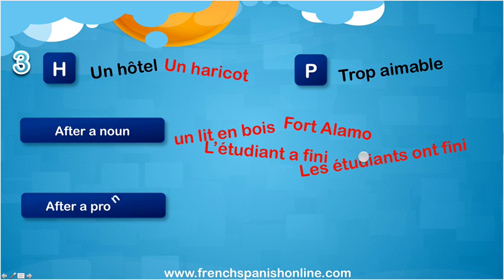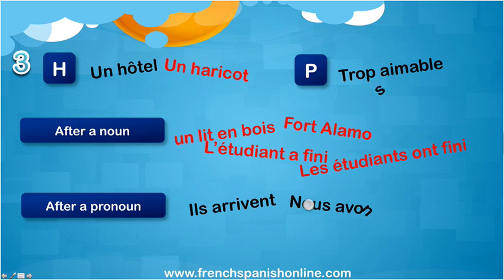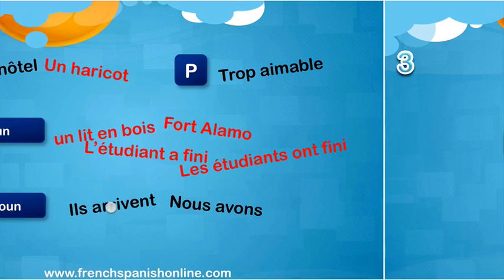This rule doesn't work with a pronoun. When you have a pronoun, you have a liaison. If you want to say ils instead of les étudiants, for example, here they arrive, you will say ils arrivent, and here there is a connection. The same thing with the pronoun we, nous avons. Again, we have our liaison. So, no liaison with a noun, but a liaison with a pronoun.